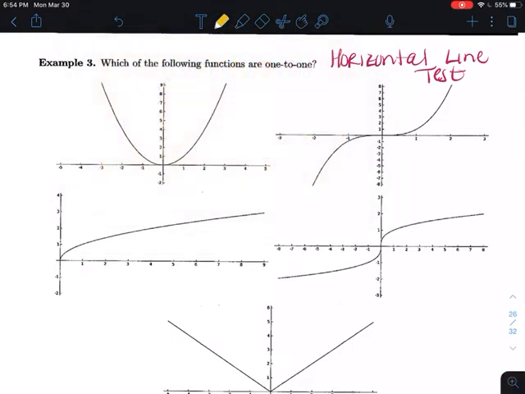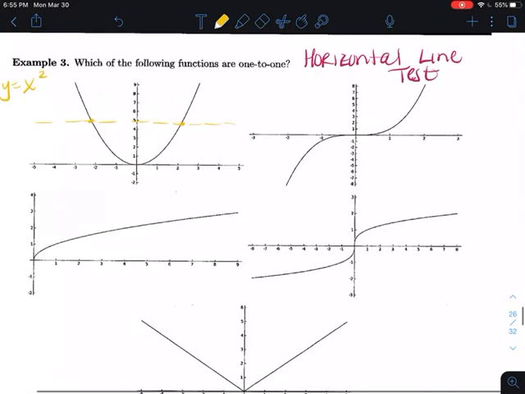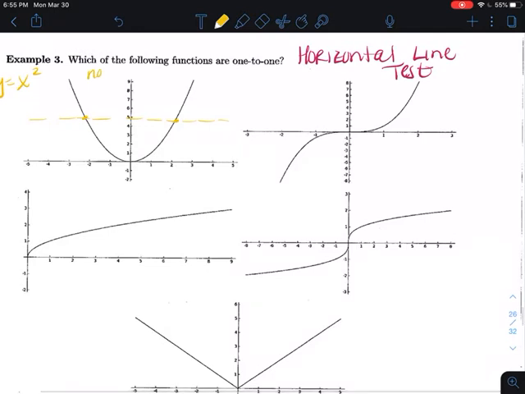Well, the first one, the quadratic y equals x squared, is not one-to-one. Because if I put a horizontal line, it's going to hit more than one point on that graph. What's special about those two points? They have the same y value. That's basically what it said in that box. Since I can hit more than one point with this horizontal line, this is not one-to-one.